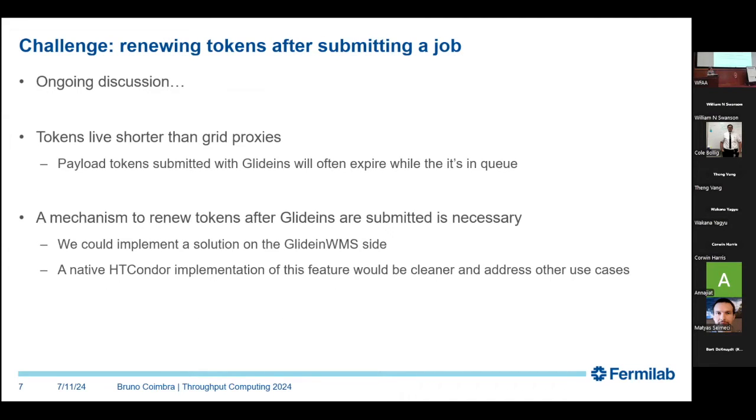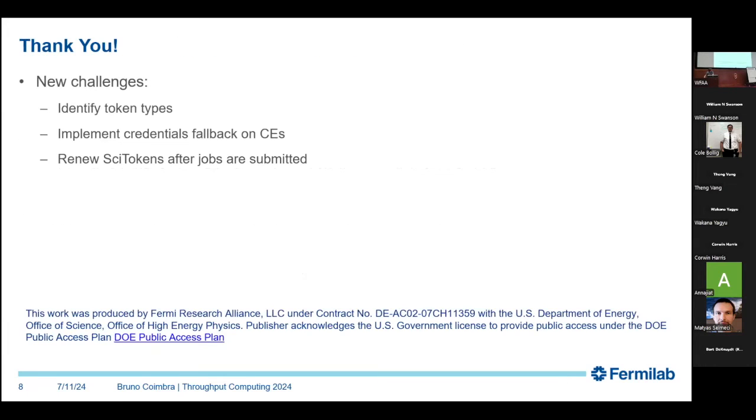Finally, and that's an issue that's been under discussion with especially Todd and Jaime for the past year at least. Tokens are in general shorter lived than proxies are. And what happens is, if we send them in our job payloads, they will eventually expire, and there is no easy way for us to renew them. So we have to come up with a way to renew these tokens, either from the GlideinWMS side, but if something could be done from the CE side, that would be simpler and maybe would also address other use cases for this issue. And yeah, that's pretty much it. Those were the challenges that I had.